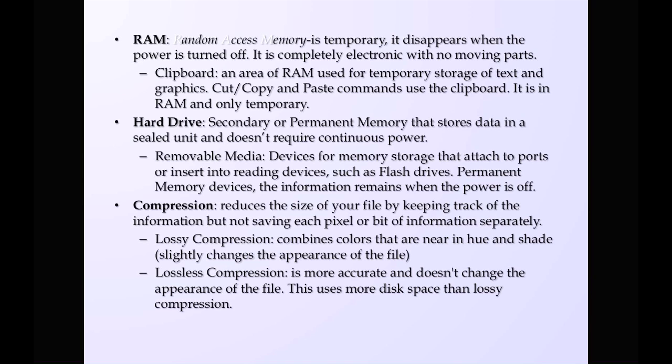RAM is random access memory. It's temporary. It disappears when the power is turned off. It is completely electronic with no moving parts. Your clipboard is an area of RAM which is used for temporary storage of text and graphics. The cut, copy, and paste commands use the clipboard. It's in RAM. It's only temporary.